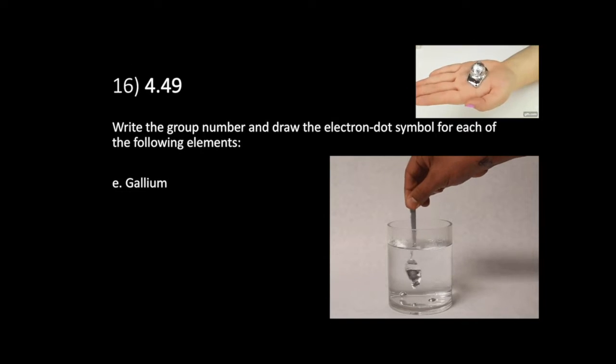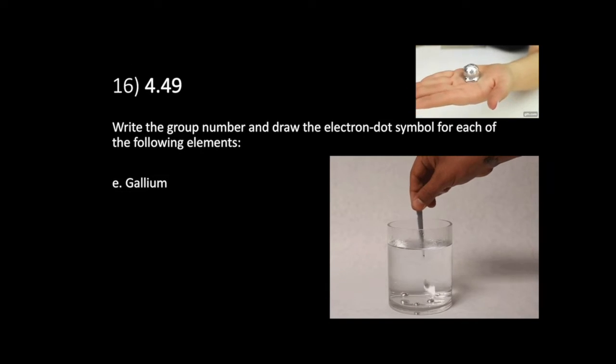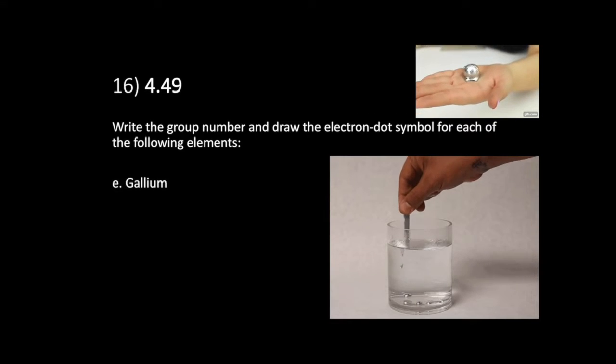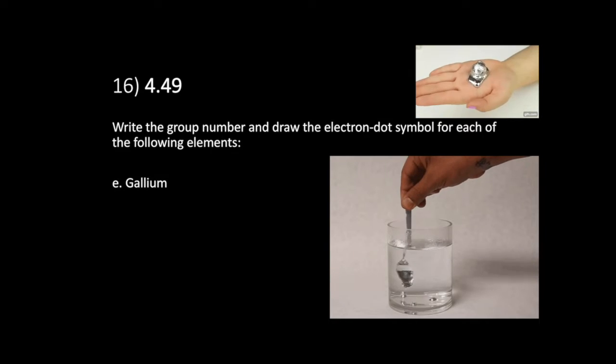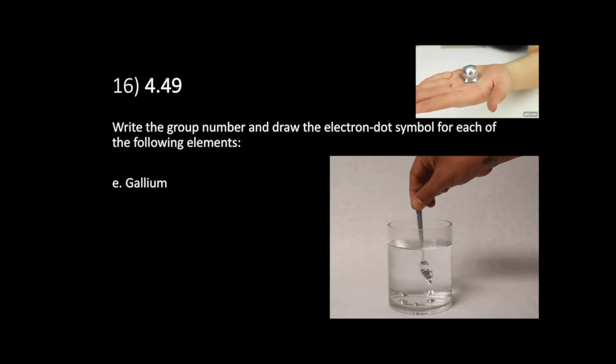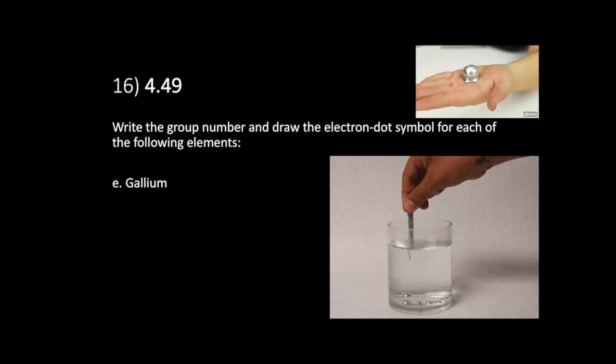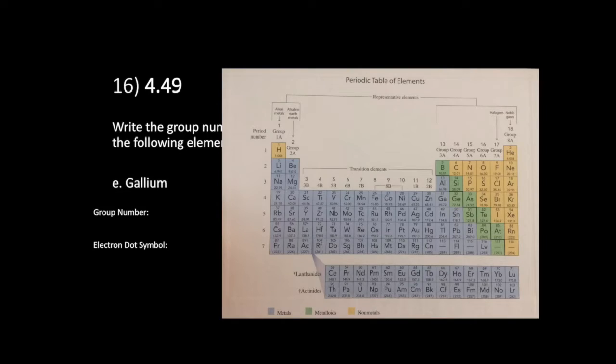The next one is gallium. Now gallium is a metal. Now mercury is the only metal that's a liquid at room temperature, but gallium does melt at body temperature. So if you put it in a warm glass of water, or if you put it on your hand, it'll start to melt, and that's what you see it doing here. Gallium is sort of in the middle, maybe a little toward the right of the periodic table. It's in group 3A, so the group number we'll write is 3A.